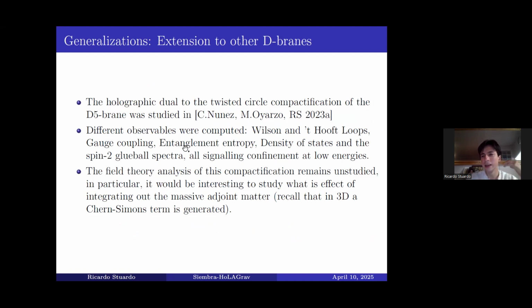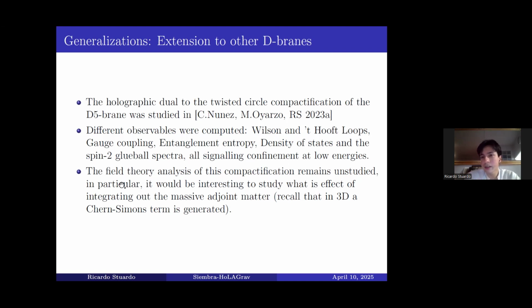And we computed a bunch of observables, for example, Wilson loops, 't Hooft loops. We had some notion of how to compute the gauge coupling holographically. We looked at the entanglement entropy. We computed the density of states. And we looked at spin-2 glueballs. And all of them tell you that the field theory is confining, which is exactly what you expect from a holographic dual in which some of the directions shrink to zero size.